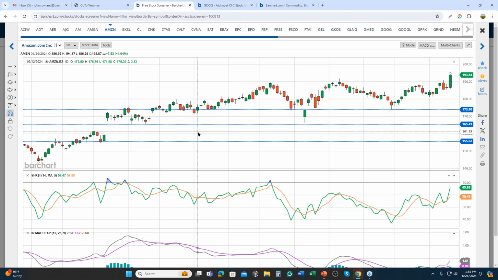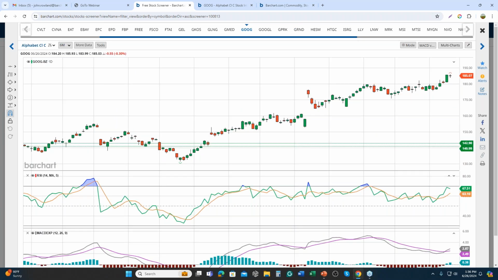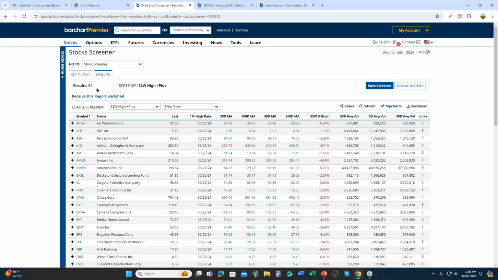Again, so I could go down that list and look for those price pattern recognitions that I want to see based on whatever trading strategy that I want to use. Do I want to wait for the breakout, or am I anticipating that breakout? Again, here's Google, another one that has just recently broken out of our 52-week high. But again, maybe 54 stocks is too much for you. So let's add some more screening capabilities. And we're just going to add one here.